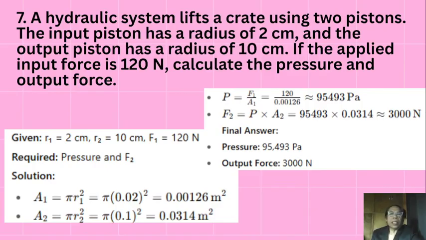The pressure is approximately equal to 95,493 Pascal. And of course, F2 can be determined using the formula F2 is equal to P times A2. So the pressure is 95,493 Pascal multiplied by the area 2, which is 0.0314 meters squared. The answer is 3,000 Newton. So the pressure is 95,493 Pascal and the output force is 3,000 Newton.